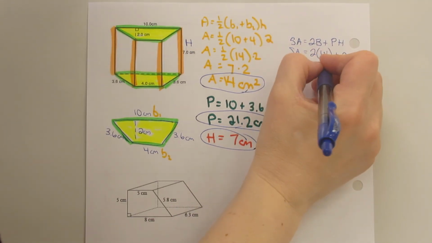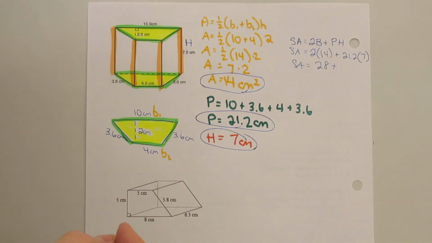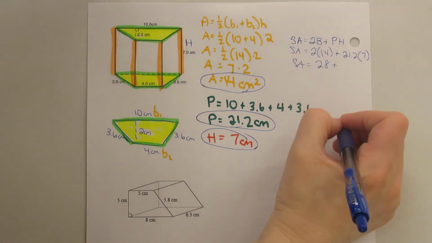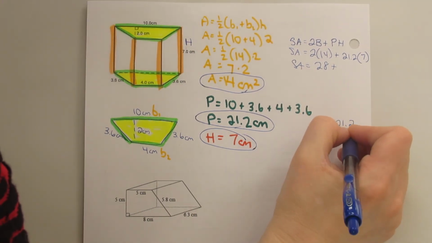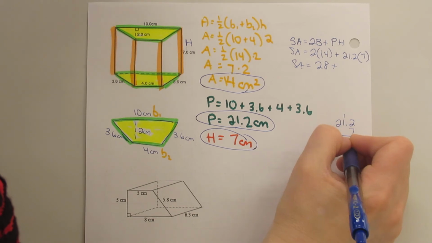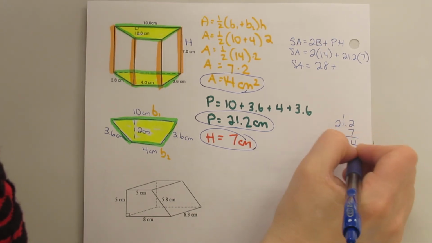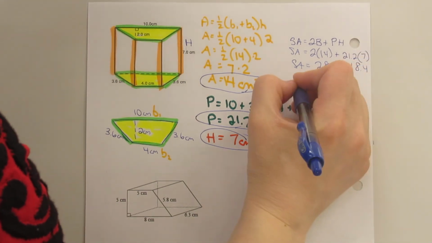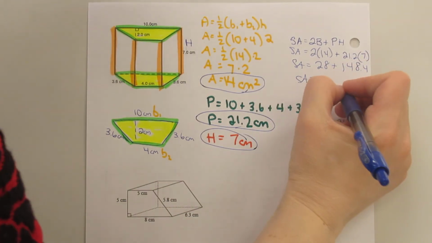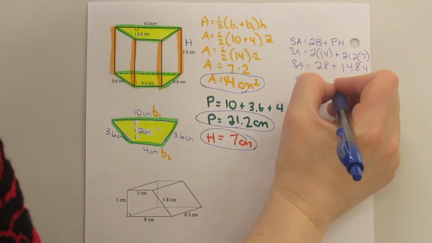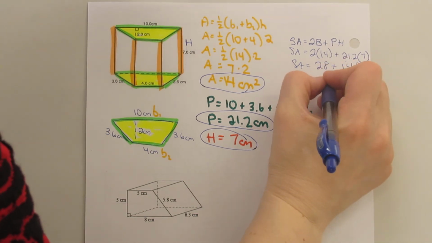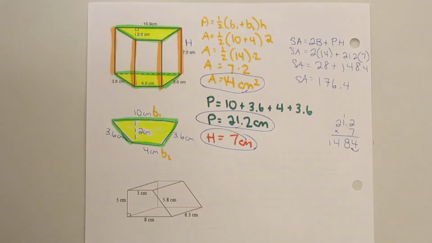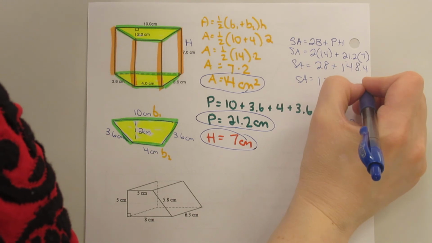2 times 14 is 28. And 21.2 times 7, yep, don't know that off the top of my head. 21.2 times 7, 4, move it in one place, 148.4. And add those together, there's the 0.4, 16, 4, 5, 6, 7, 176.4 centimeters squared.